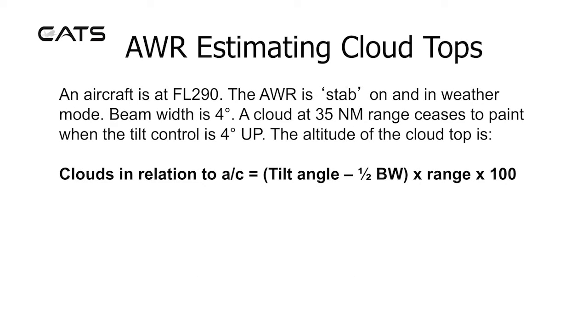An aircraft is at flight level 290. The airborne weather radar is stabiliser on and in weather mode. Beam width is 4 degrees. A cloud top at 35 nautical mile range ceases to paint when the tilt control is 4 degrees up. The altitude of the cloud top is clouds in relation to aircraft equal tilt angle minus half beam width multiplied by range multiplied by 100.